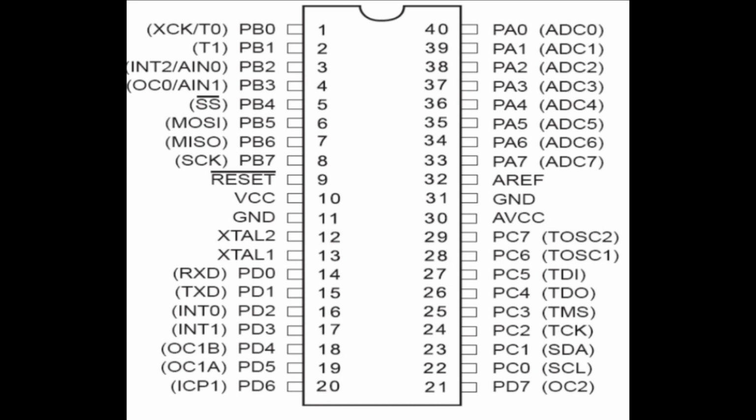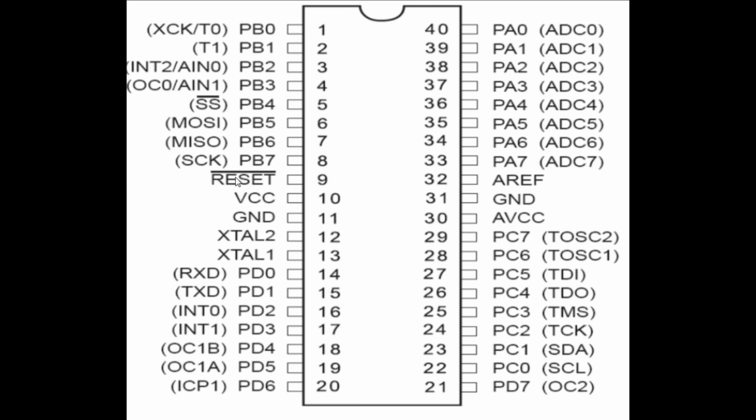Thereafter, I'm commencing with an overview of the pin diagram and pin description of the ATmega32. The ATmega32 is a 40-pin IC which consists of 4 ports. Port B is from pin number 1 to 8. Port D is from pin number 14 to 21, port C is from 22 to 29, and port A is from 33 to 40. The remaining pins: pin number 9 is for reset.